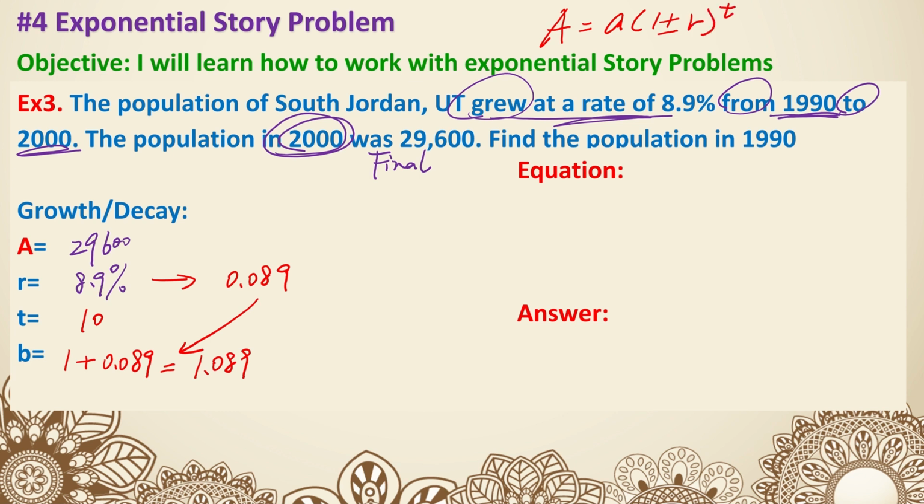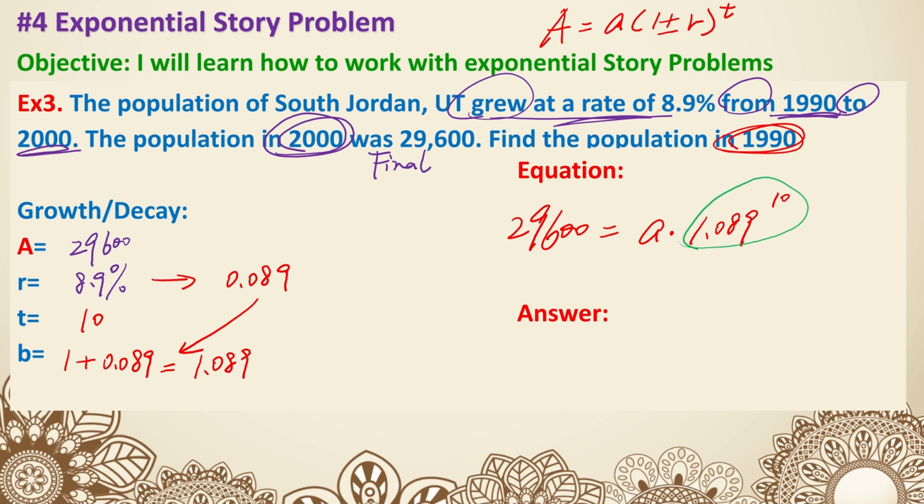In this case, we actually don't know little a. It's asking you to find little a, so we need to leave that. We know the capital A, the big A. So 29,600 equals little a times my factor, 1.089, to the 10th power. In order to calculate that, we need to find out what 1.089 to the 10th power is, and then divide it over so that we can find little a.